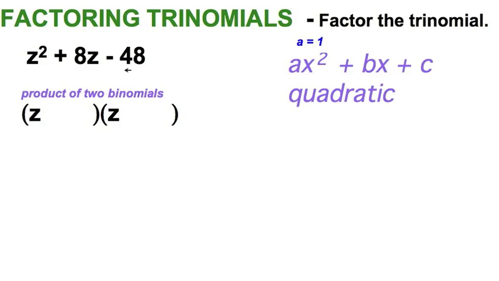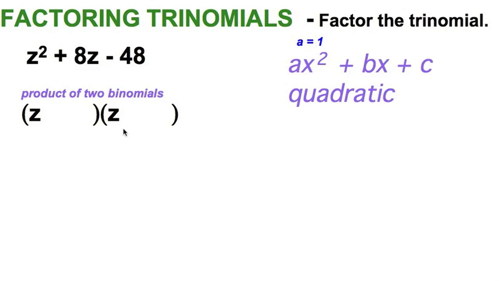Well, let's get to factoring this trinomial right here. For these exercises, I'm looking at this form of equation, but we're going to simplify this. A is always 1 in this case. In other words, there's only one z squared. So I am going to factor this into the product of two binomials.